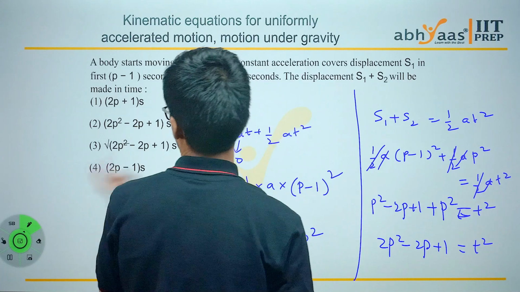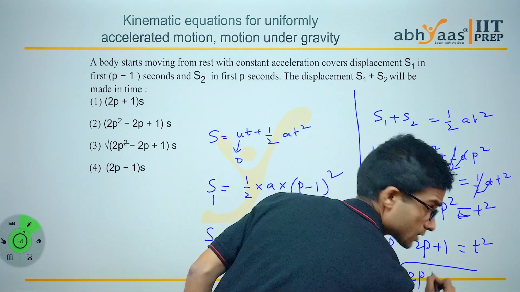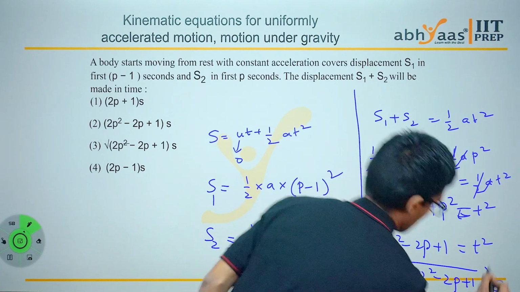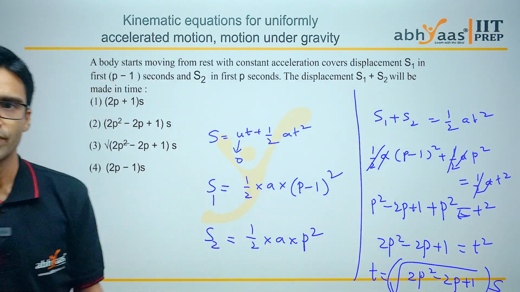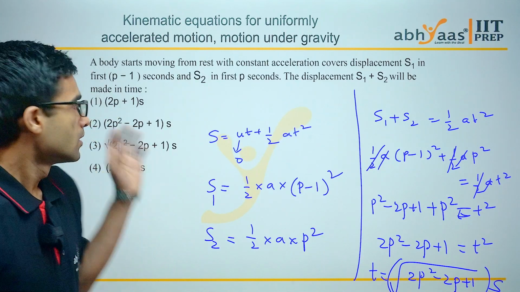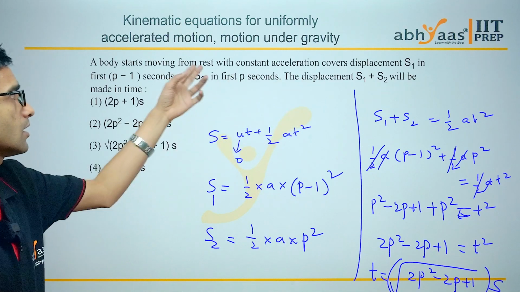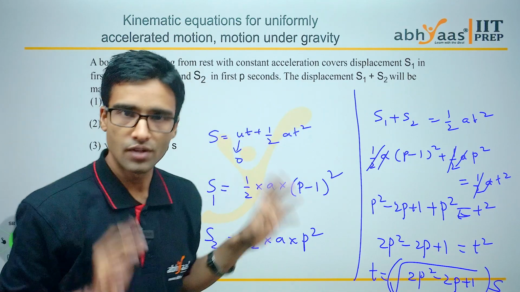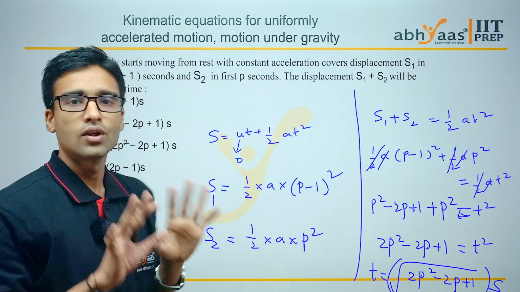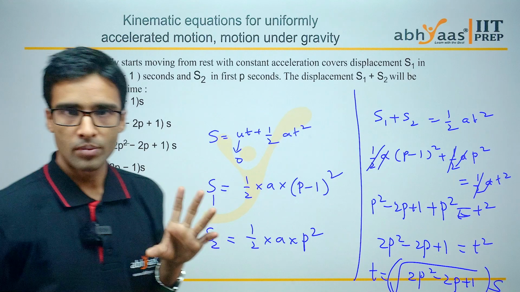t is equal to what? A direct option is there. t is equal to root of 2p square minus 2p plus 1 seconds. So this is the answer. If you observe this problem, you can easily calculate why I have taken this one. S is given. Initially it is at rest, that means initial velocity is given. Acceleration term is there, time is there. You can easily solve this kind of problem if you try to understand it.